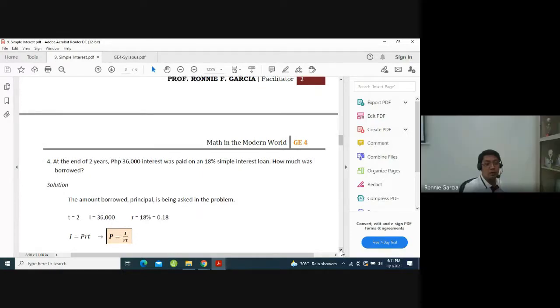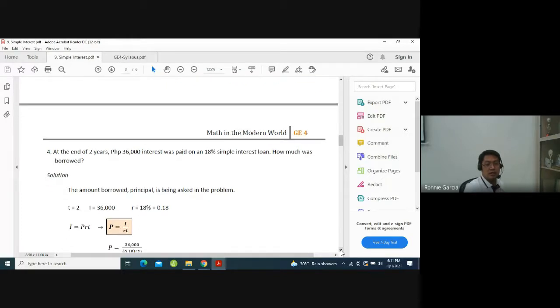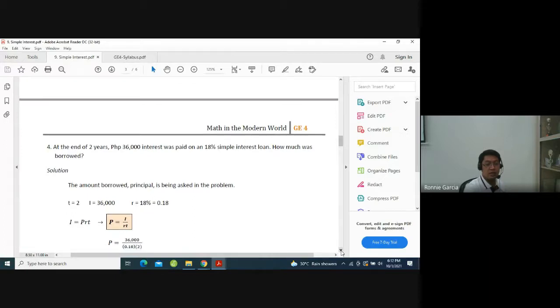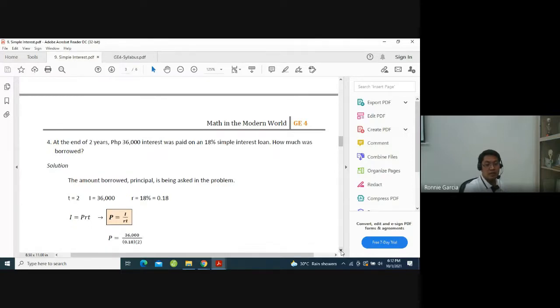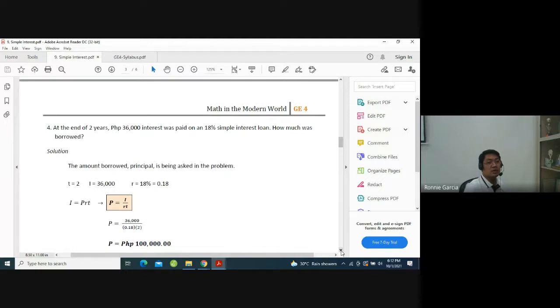Okay, that will be the formula to be used if P is unknown. The correct answer is, if you input 36,000 in the numerator, in the denominator you have 0.18 times 2. So you have to get the product of 0.18 times 2 so you know what to divide 36,000 by. It's actually 100,000. And nobody got the correct answer. I was waiting for 100,000 to come out in our chat box. But nobody got 100,000. It's okay.